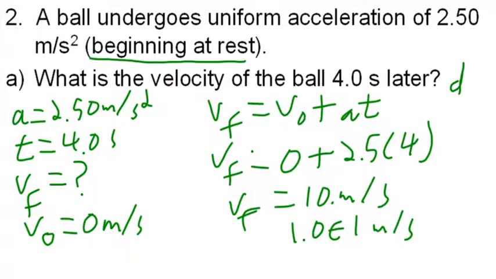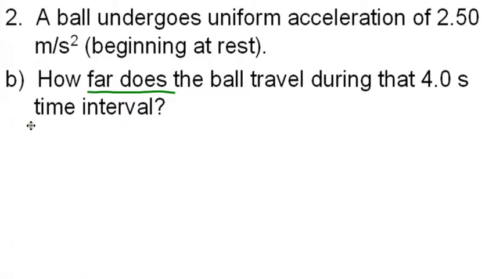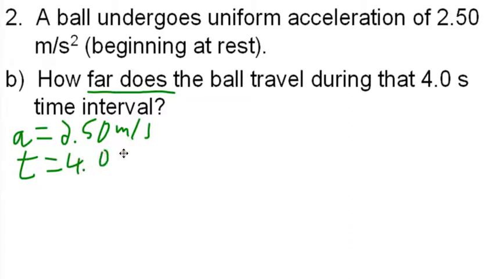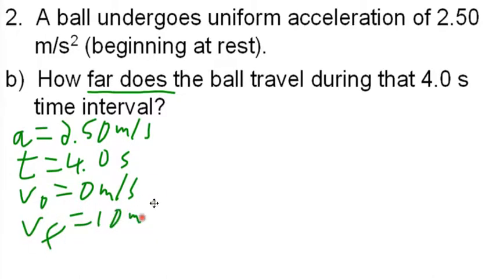In this case, we can use what we've already found, and we can use any of the equations because we have all of the necessary variables. In fact, we could use multiple equations to check our work. So let's simply write out what we know. We have an acceleration of 2.50 meters per second squared. We have a time of 4.0 seconds. We have an initial velocity of 0 meters per second. We have a final velocity of 10 meters per second. And we are looking for the displacement.